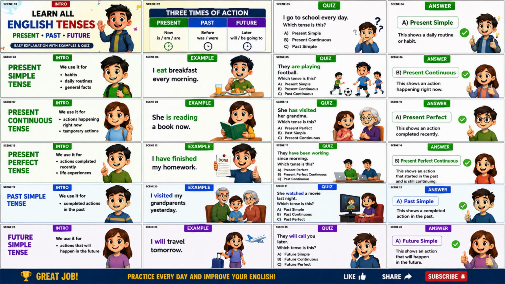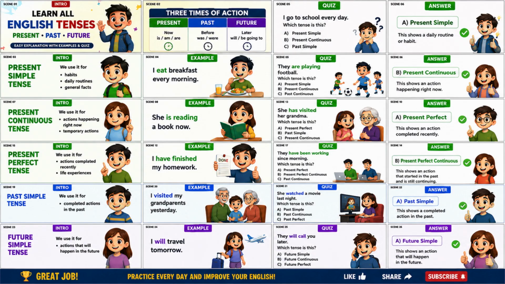Present simple tense. First is present simple tense. We use it for daily routines, habits, facts. Example: I eat breakfast every morning. Another example: she goes to school. The sun rises in the east. Easy, right? Structure: subject plus verb plus object. Like, they play football.